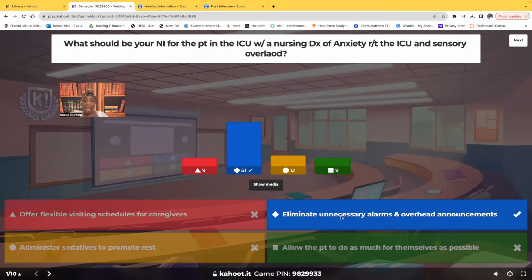And the last choice, allow the patient to do as much for themselves as possible. This is a beautiful answer for another question, because in nursing, we always want to promote independence. We always want the patient to do as much for themselves as possible. This is true, but it doesn't answer our question. What does that have to do with decreasing stimulation? What does that have to do with the patient's diagnosis of anxiety related to sensory overload, right? Absolutely nothing. So the correct answer is going to be to help decrease the sensory overload.